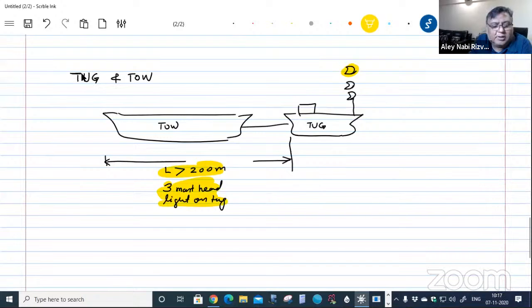And of course, the rest of the lights are simple, straightforward. You will obviously have side lights, plus you will have a stern light, and plus you will have a towing light. Towing light is here.